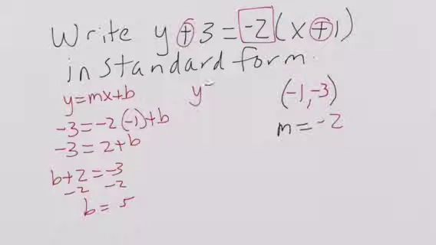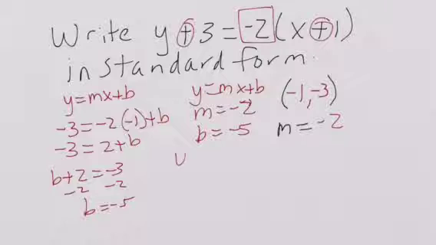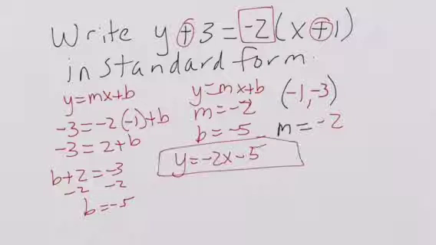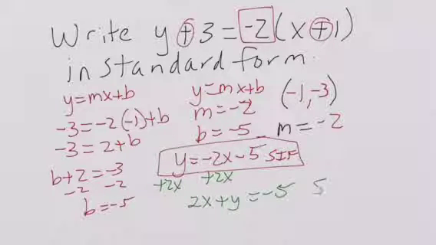So we have y is equal to mx plus b. m equals negative 2, and b equals negative 5. So our equation is y is equal to negative 2x minus 5. That is in slope-intercept form. So now what we're going to do is zero pair out our 2x. So now we have 2x plus y is equal to negative 5, and that is our standard form.